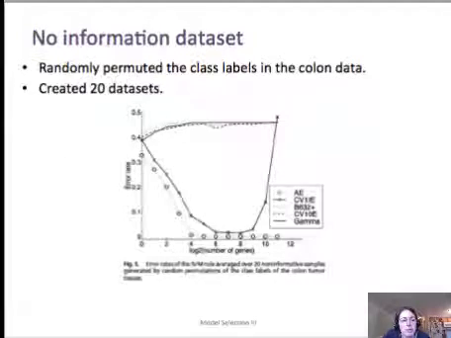Now they do something really neat. So what if there's no information in the data set? You can do that easily by permuting the class labels randomly. So there should be essentially no correspondence. So they did this 20 times. They created 20 data sets, and they fit the SVM rule to the model. And what they found was what you would expect.